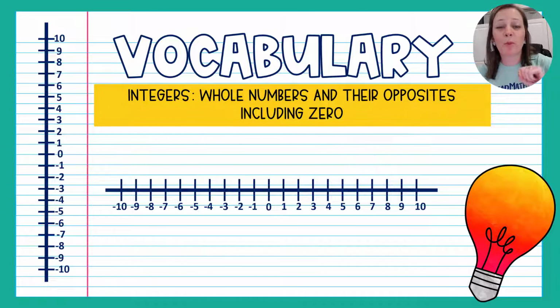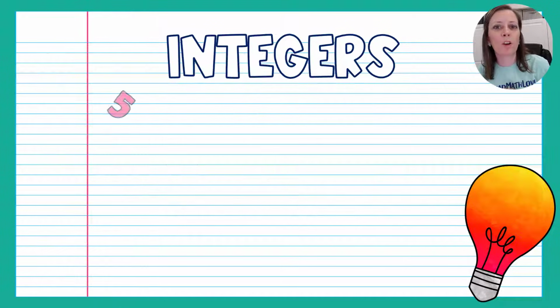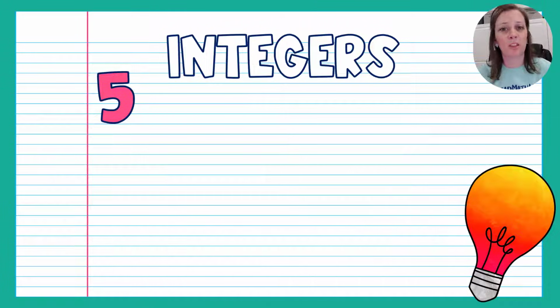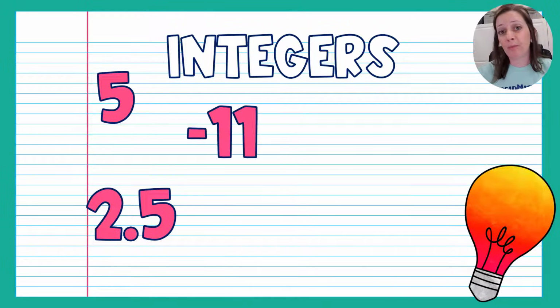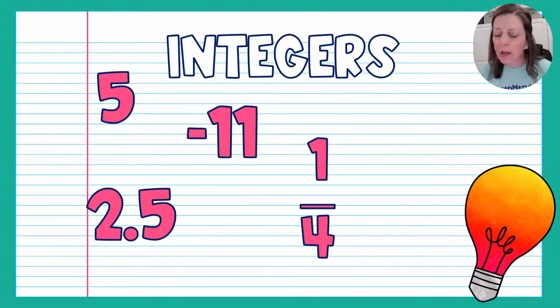So let's look at some numbers and determine, are they integers or not? Okay, so our first one is 5. Is 5 an integer? Yes, it's a whole number, right? What about 2.5? No, it's not a whole number, so it's not an integer. How about negative 11? Yes, this is a whole number. It's a negative number, but it's a whole number. What about 1/4? Nope, not a whole number, not an integer.